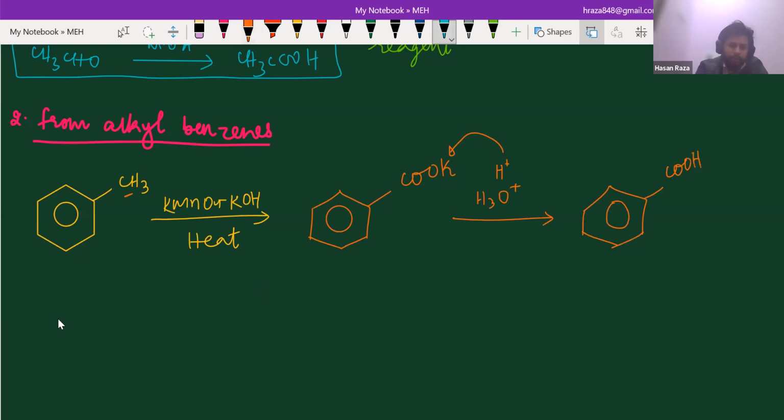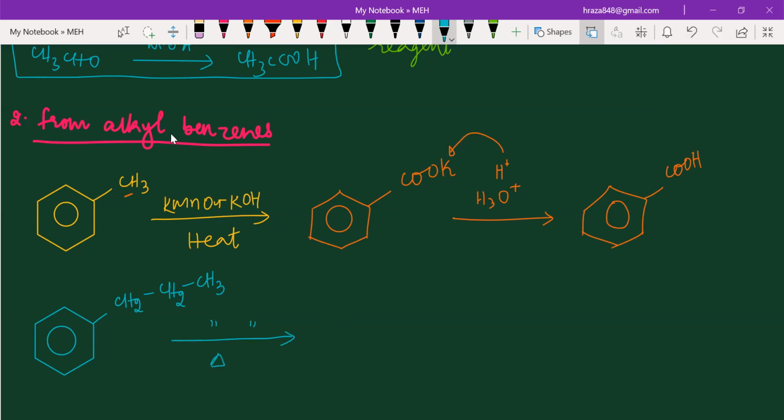I'm going to give you a question on this. Please do it. It is a very strong oxidizing agent. That's why it happens. CH2, CH2, CH3. And you are going to do this using the same KMnO4, KOH, and heat. Then let me know the problem.